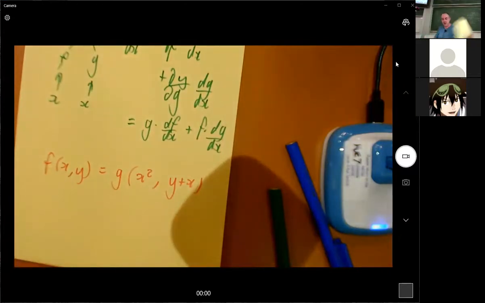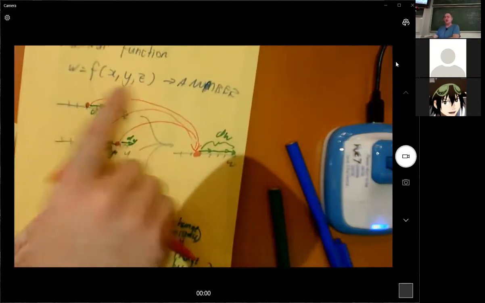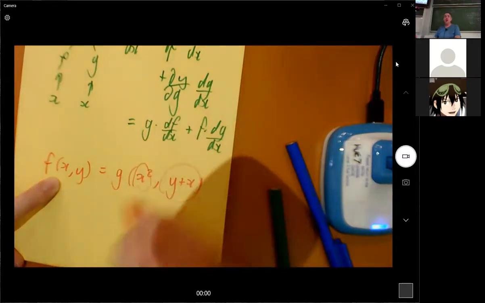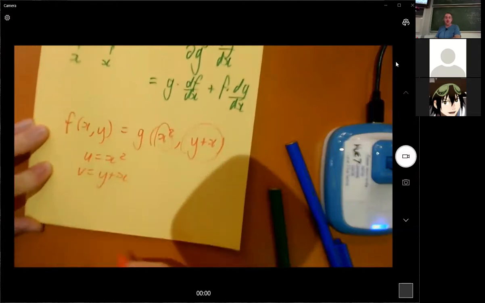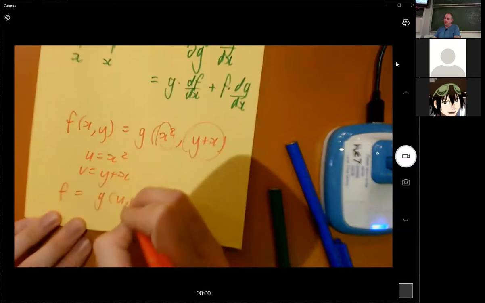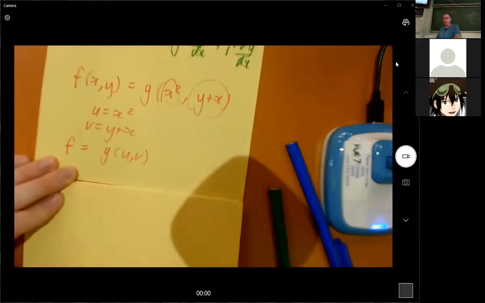It's not like before when we had this, where w was equal to a function of x, y, and z, and so w and f are the same thing. g isn't a function of x and y. It's a function of whatever these things are. And so most people find it easier to cope with this by saying let u be x squared and v be y plus x. And then we can say that f is g of u and v.